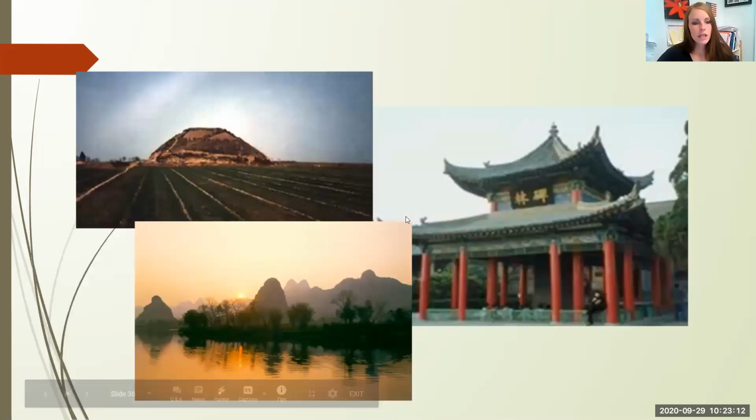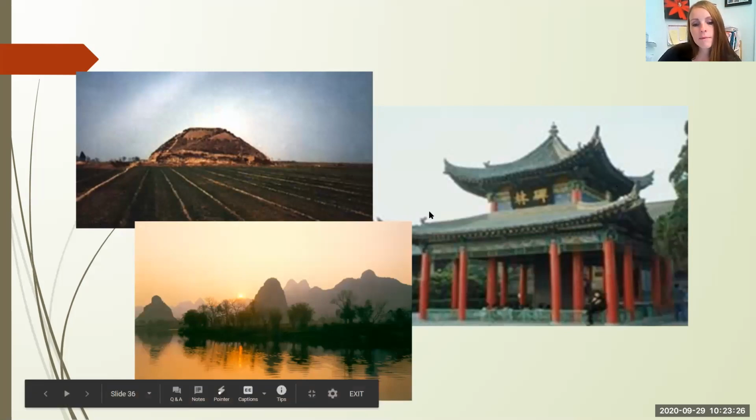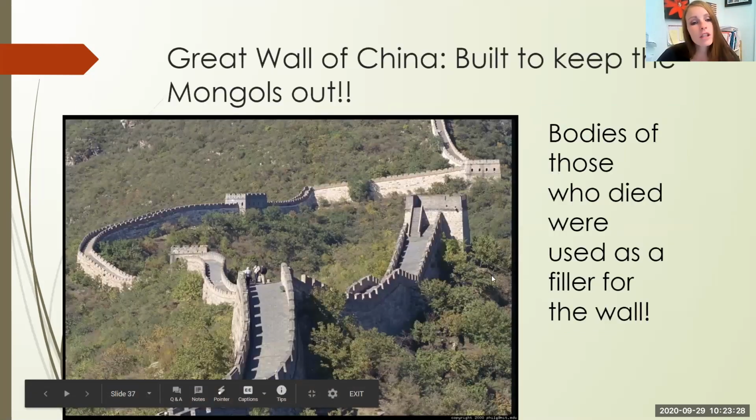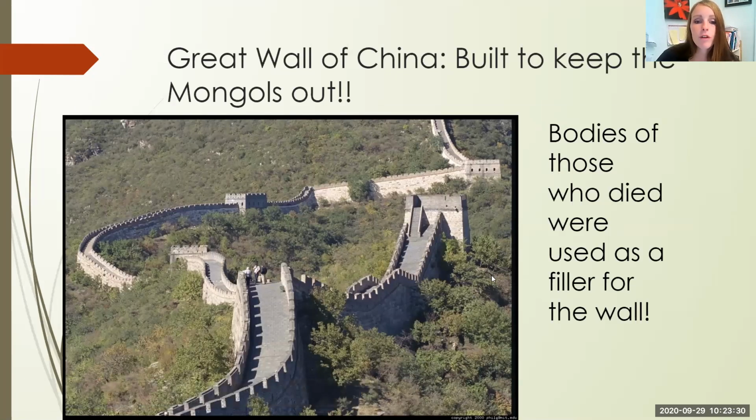Here's some pictures of the irrigation system that they had in their fields. And then, a typical temple building or important social person. And then just a pretty picture there in China. They're also known, of course, we talked about this before, for the Great Wall of China.